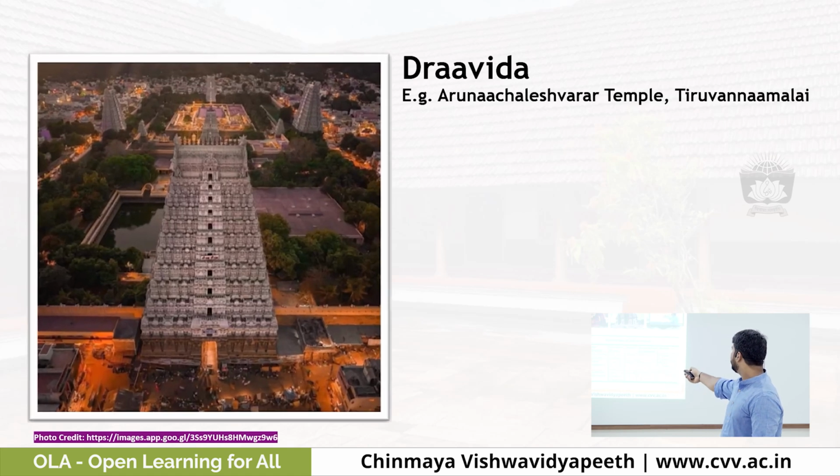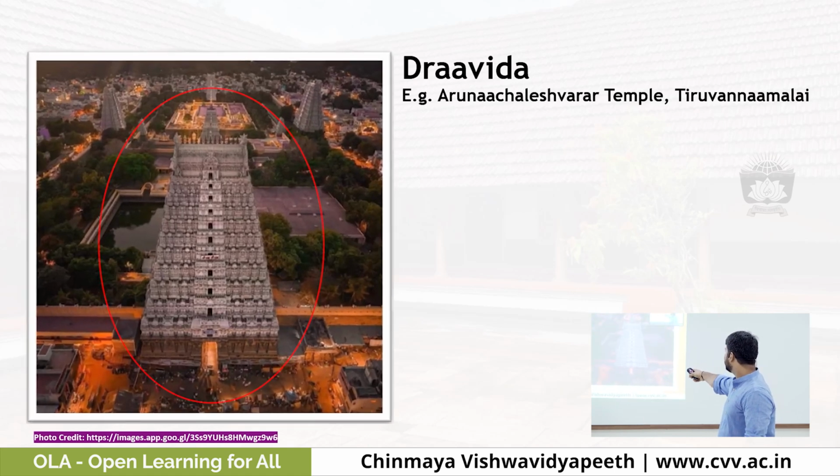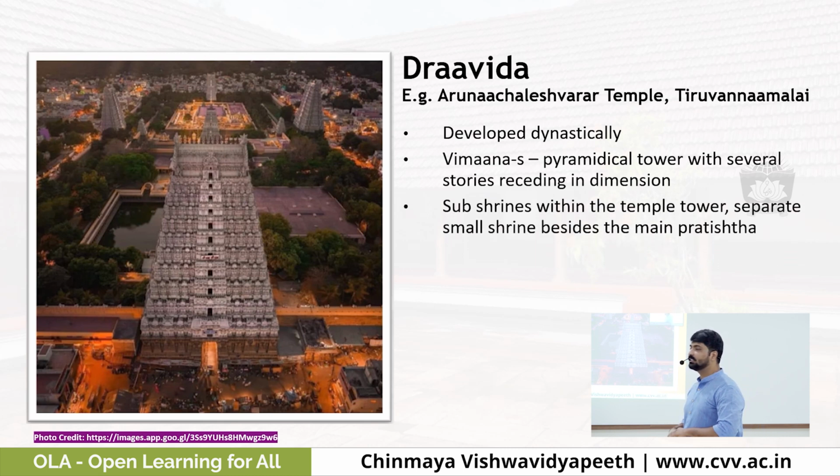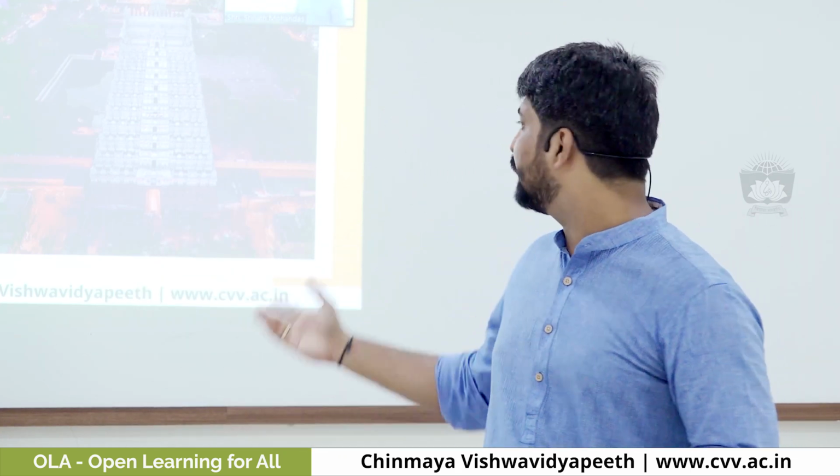However, on the next slide, now this is a Gopuram. In Dravida architecture, what we see is that within the larger temple complex, there are many sub-shrines. If you go to Arunachaleshwara temple, you have various other deities all across within the temple. Of course they have separate shrines, but they don't have separate architecture.